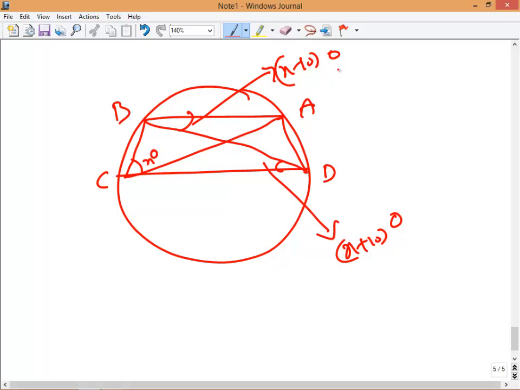Yes, just take the segment, then you can find. You can write that this one will become: if you take AD as the segment, then this is going to be x minus 10. If you take BC as the segment, then this is going to be x plus 10 degrees.